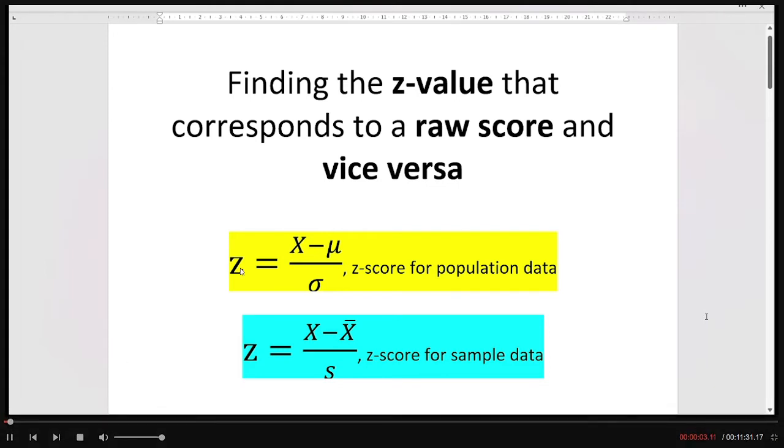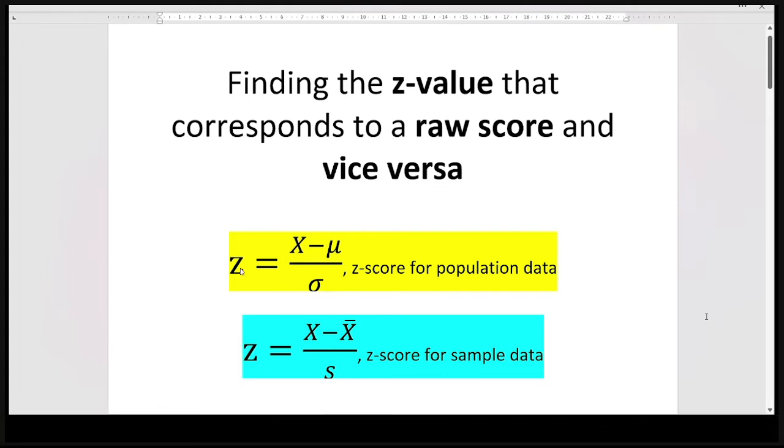Good day, dears. In this video, we will learn how to find the z-value that corresponds to a raw score, and also let us find the corresponding raw score given a z-value.